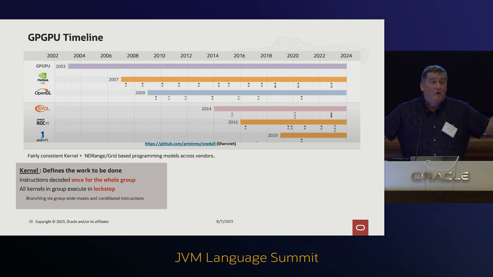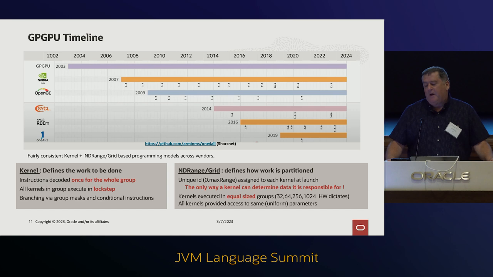The bad news is when you want to branch, it's a problem, because you all have to branch together. You have to stay tied together. And there are tricks that they can do with masking individual lanes off, and using conditional instructions to make it look like you're branching, where you're really just turning cores on and off for certain lanes in the execution.